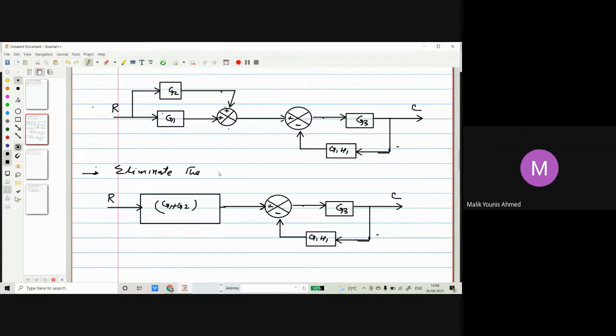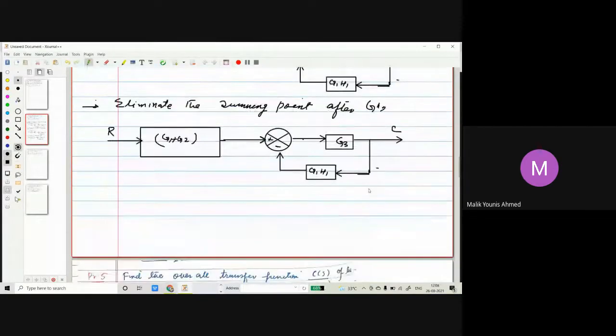Eliminating the summing point after G1. That means the forward loop you have to add simply.